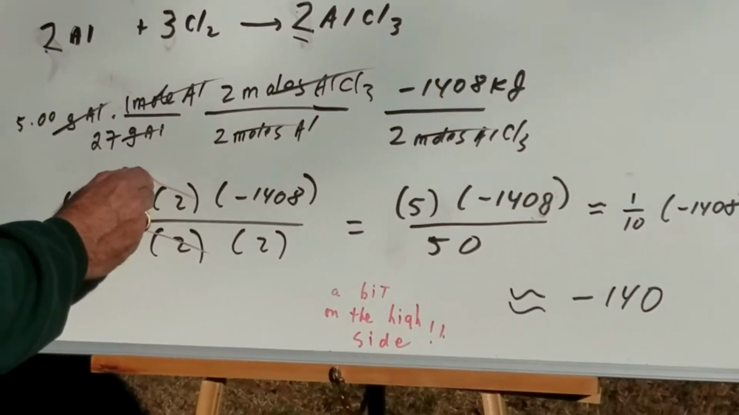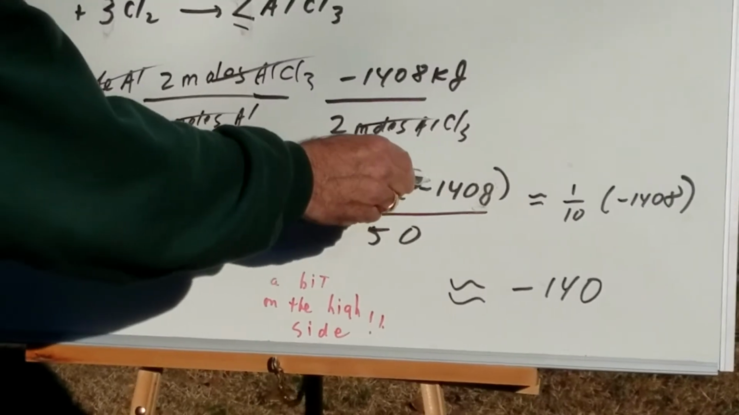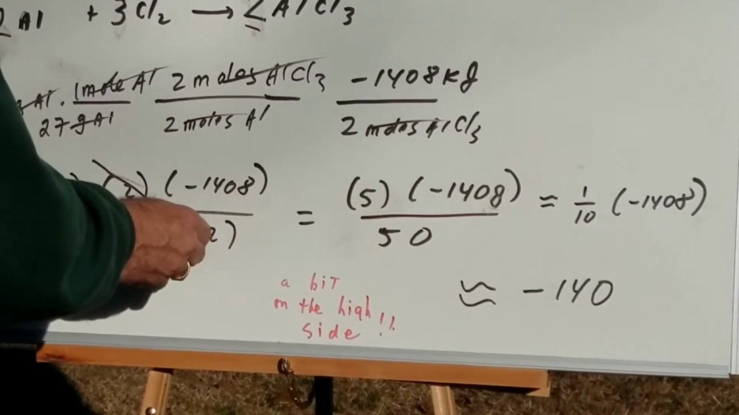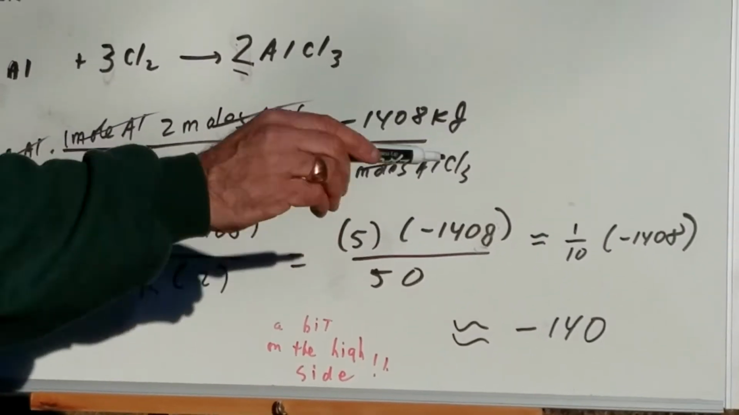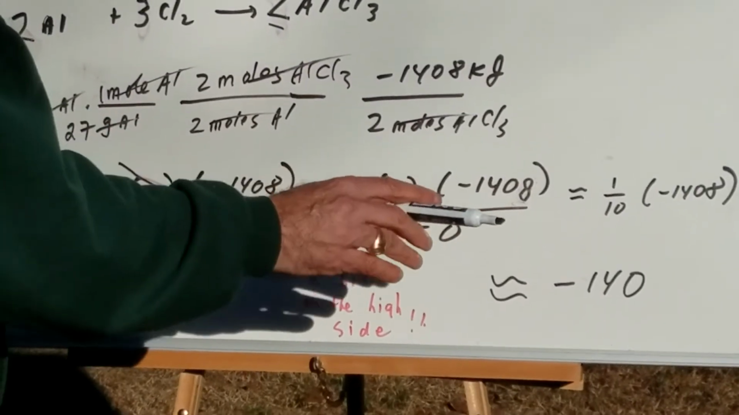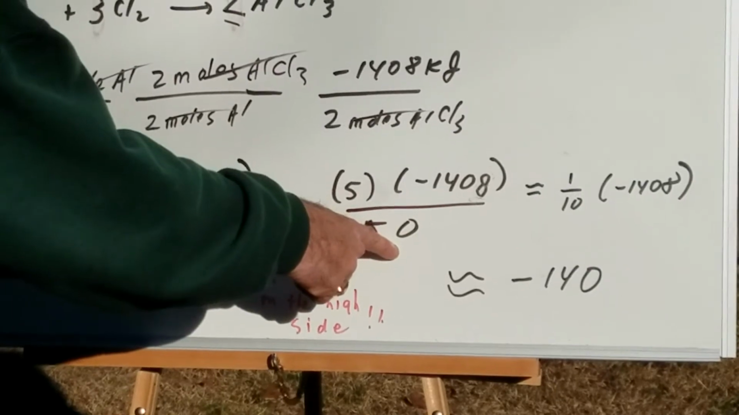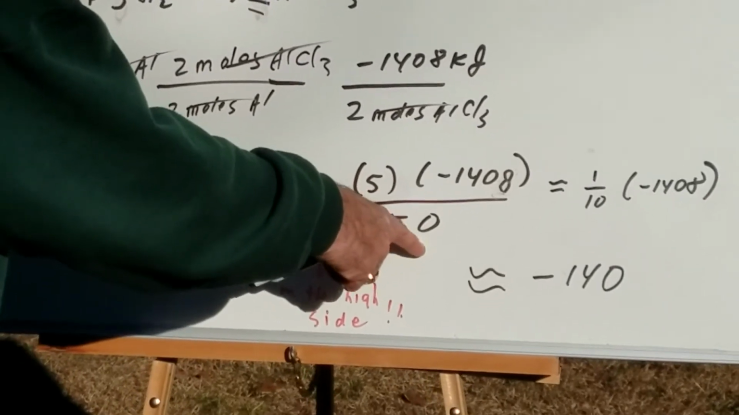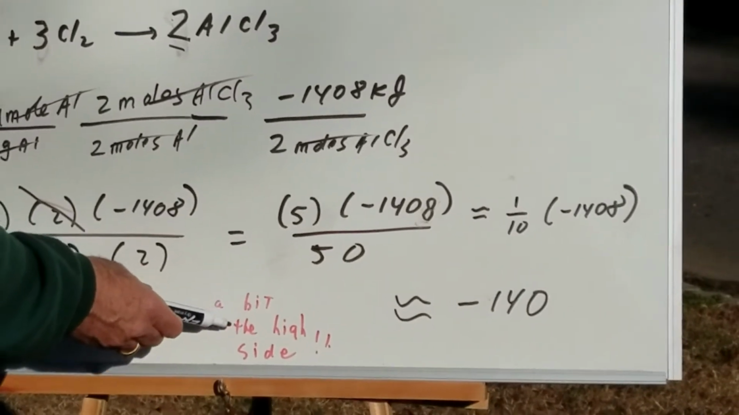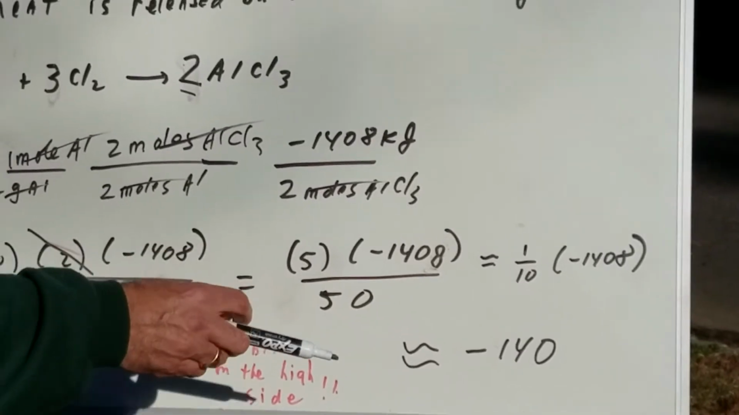And as you guys can see, the 2's would cancel out. So I'm left with 5 times minus 1408. Now, 27 times 2 is 54. Call it 50. So I'm going to call it 50 to make it into a nice number. But notice this number should be 54, though. But I called it 50. So I'm dividing by a smaller number. So that means that whatever I get as an answer, I'm going to be a tad bit on the high side. So keep that in mind.